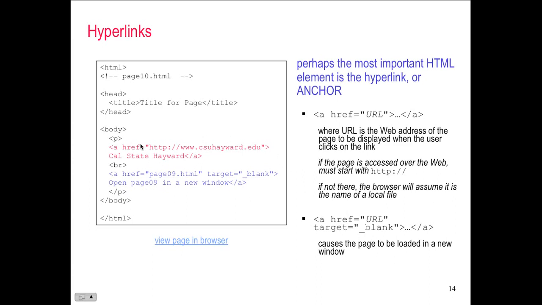Here's our example up here, which is Cal State Hayward. That's okay. And then here's a local page. Because we didn't put a URL in there, it's just going to open this particular HTML page. Target is going to be blank, which means it's going to open up a new page, a new window. This is not a pop-up window. This is a new browser window, actually, which makes it easier for navigation.